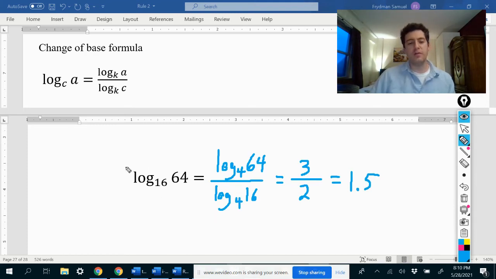We started with a problem which was pretty hard to solve. And then what we did was we just put this number over here and put this number over here, and then chose any base which was convenient for us.